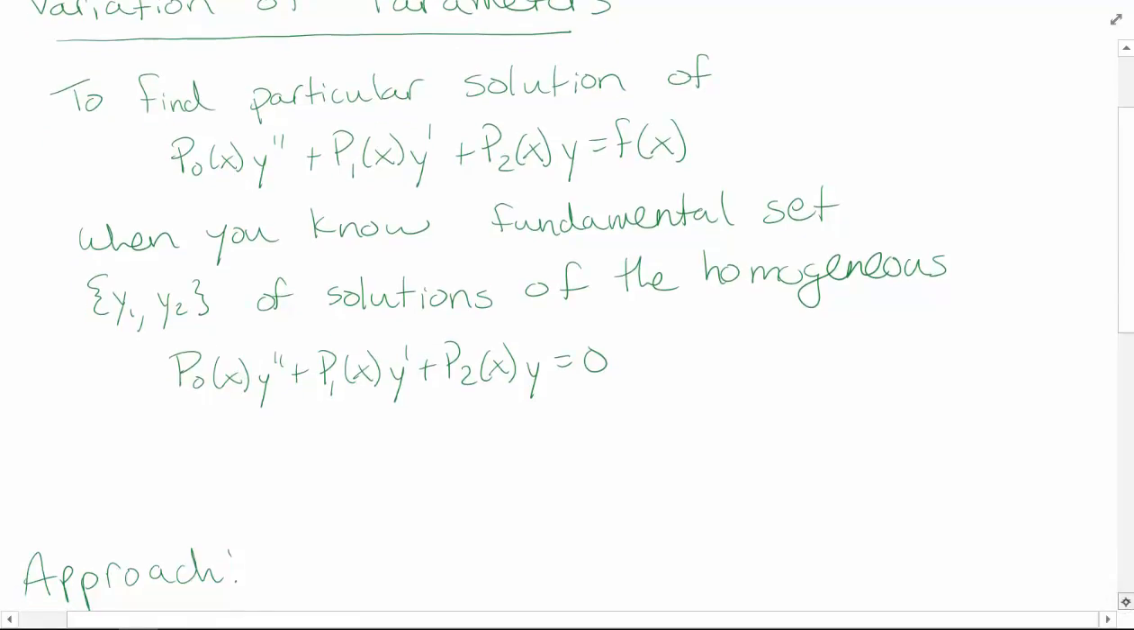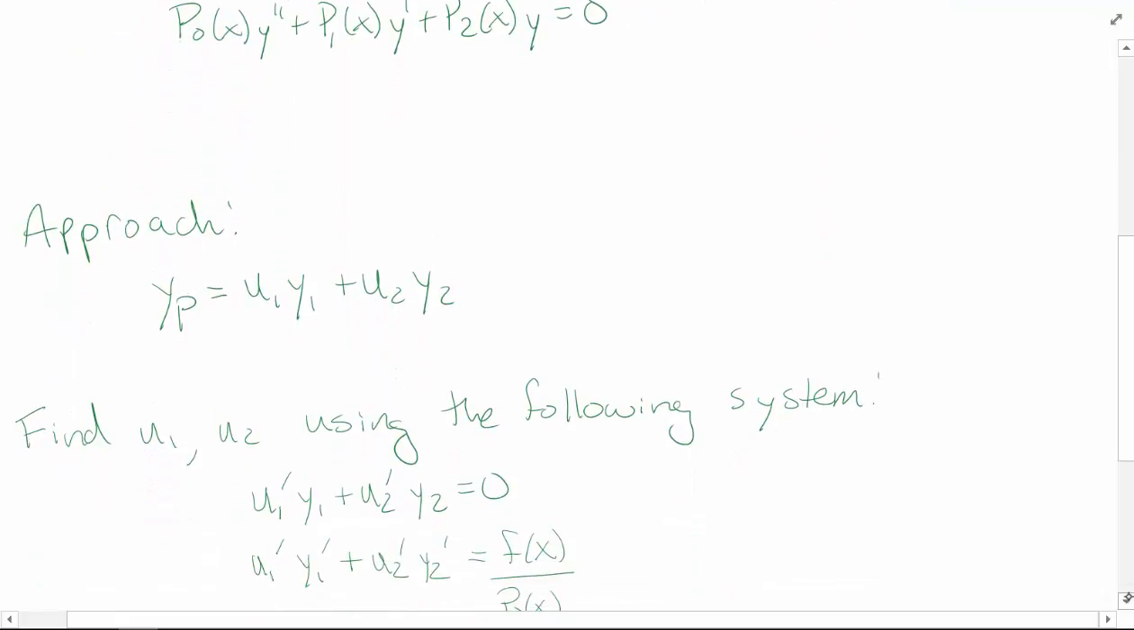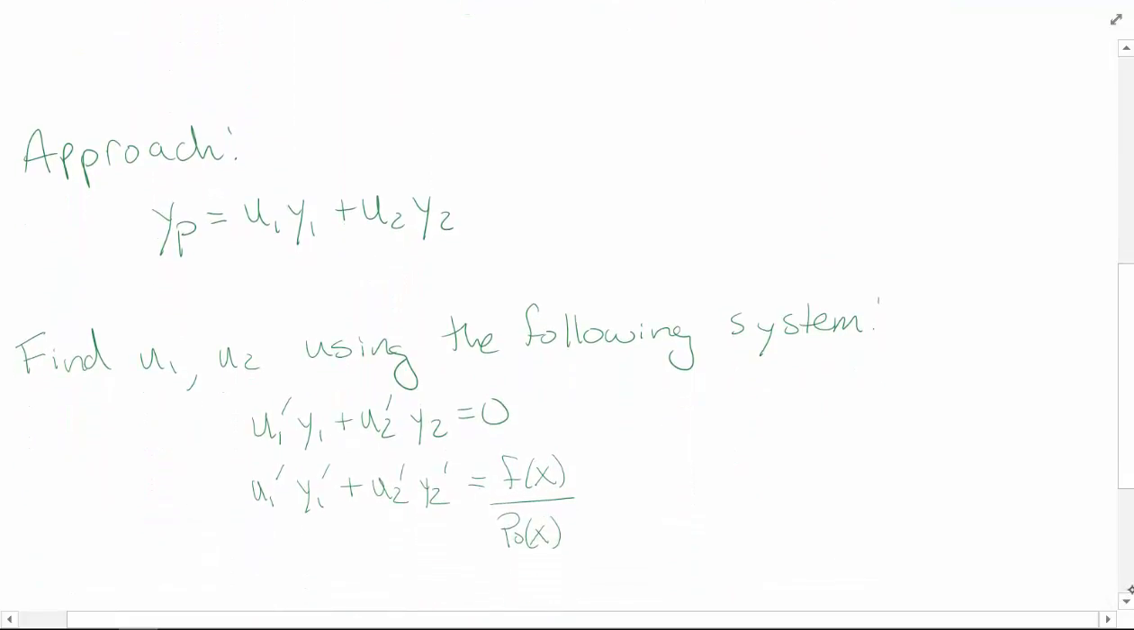So the approach for this is going to be slightly different than we've done before. But y1 and y2 are again solutions to that homogeneous, and so instead of just having one of these functions, we're going to have a combination of both of them as the guess for what our particular looks like, where u1 is some function of x and u2 is also some function of x that we have to go and find.